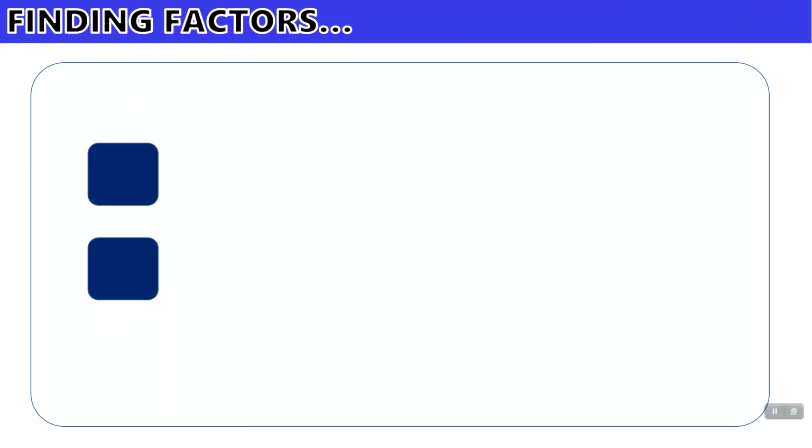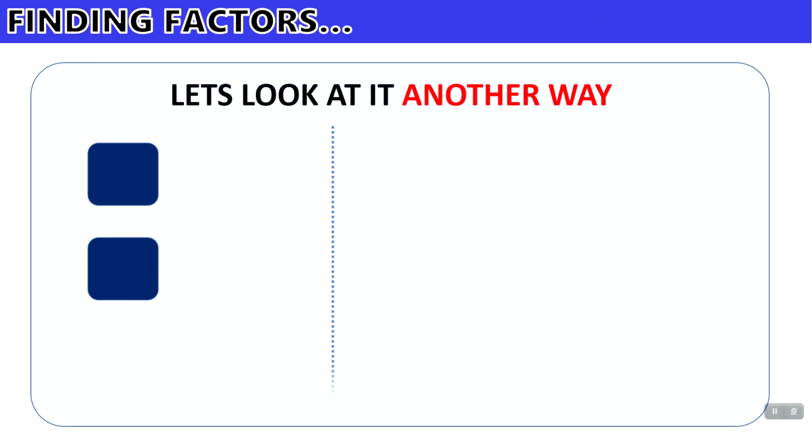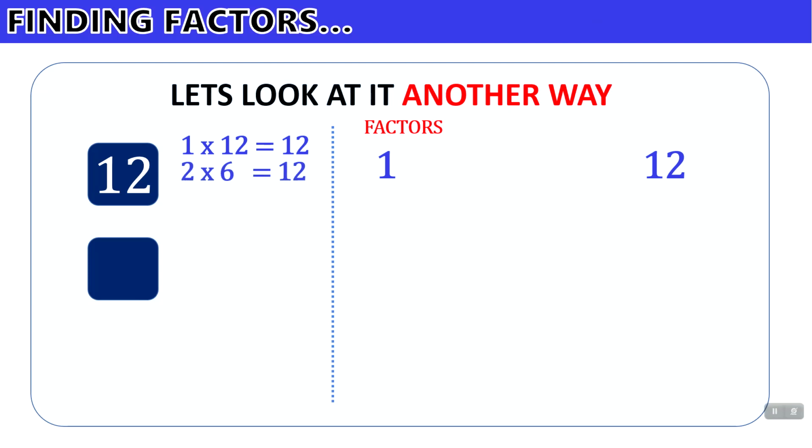But let's look at it in another way. Let's take 12 again and multiply two numbers together to give us 12. 1 times 12 is 12. And so the factors of 12 are 1 and 12. 2 times 6 is 12, so the factors of 12 are 2 and 6. 3 times 4 is 12, so the factors of 12 are 3 and 4. And we can see that all of the factors are there now, 1, 2, 3, 4, 6, and 12.